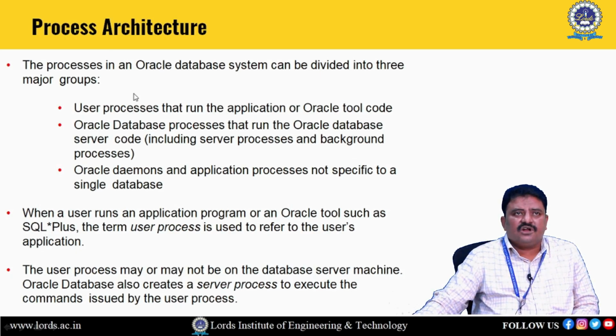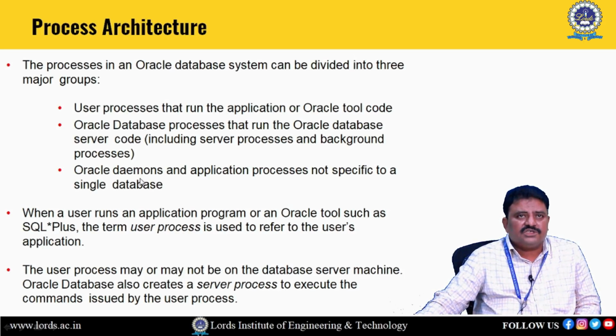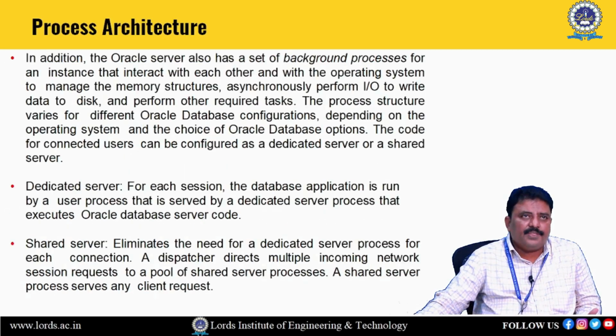The processes in an Oracle database consist of three major groups: user processes, Oracle server processes that run the Oracle database, and the Oracle daemons, that is, the processes which are running in the background. And I told you how the connection will be established and how the data can be read.